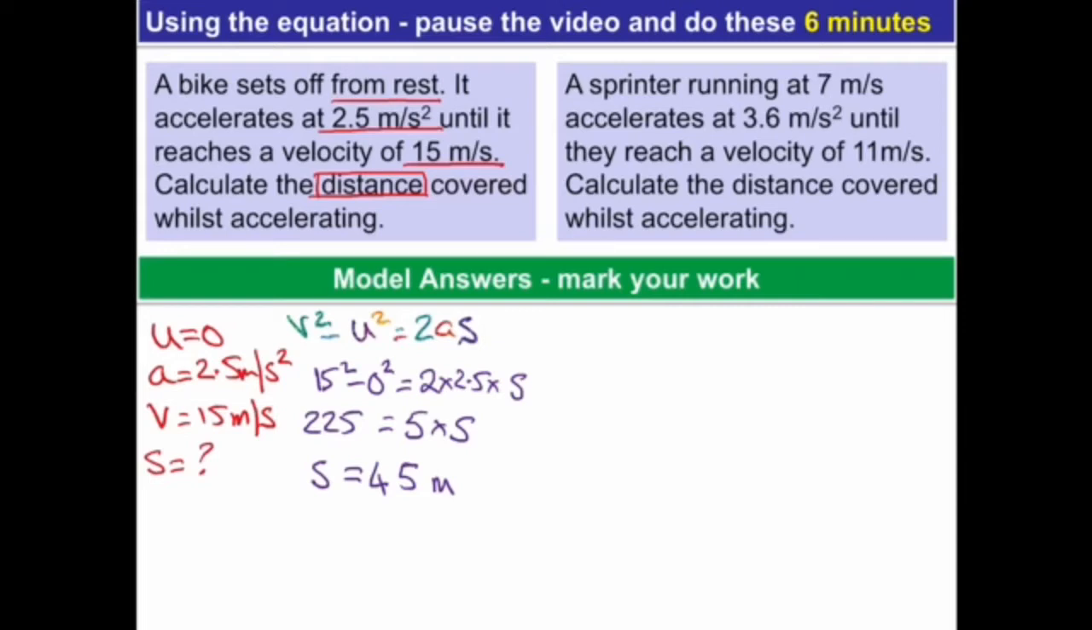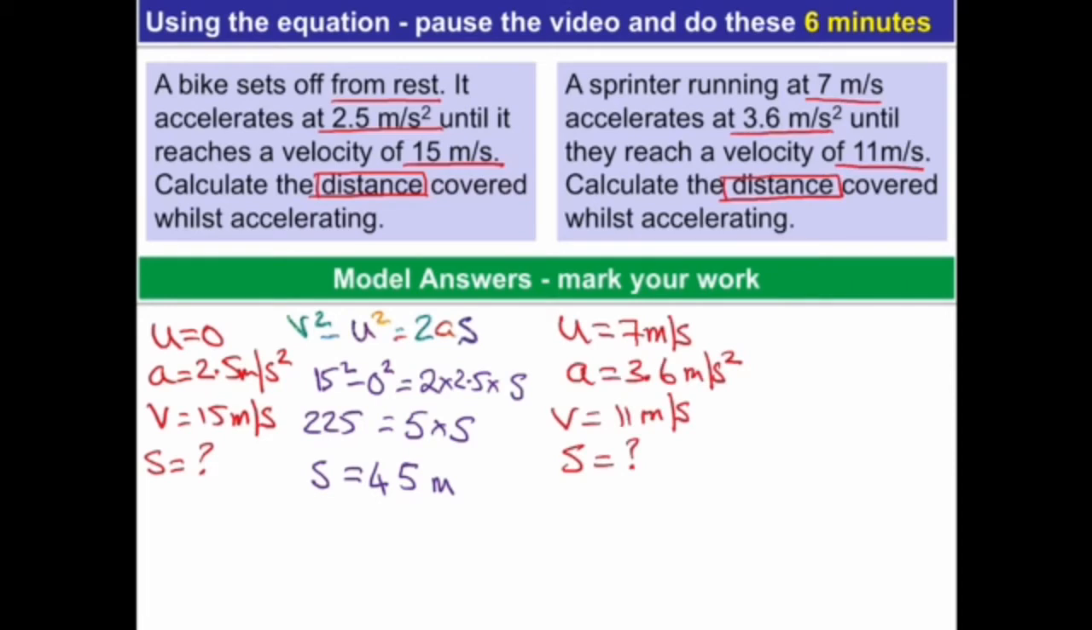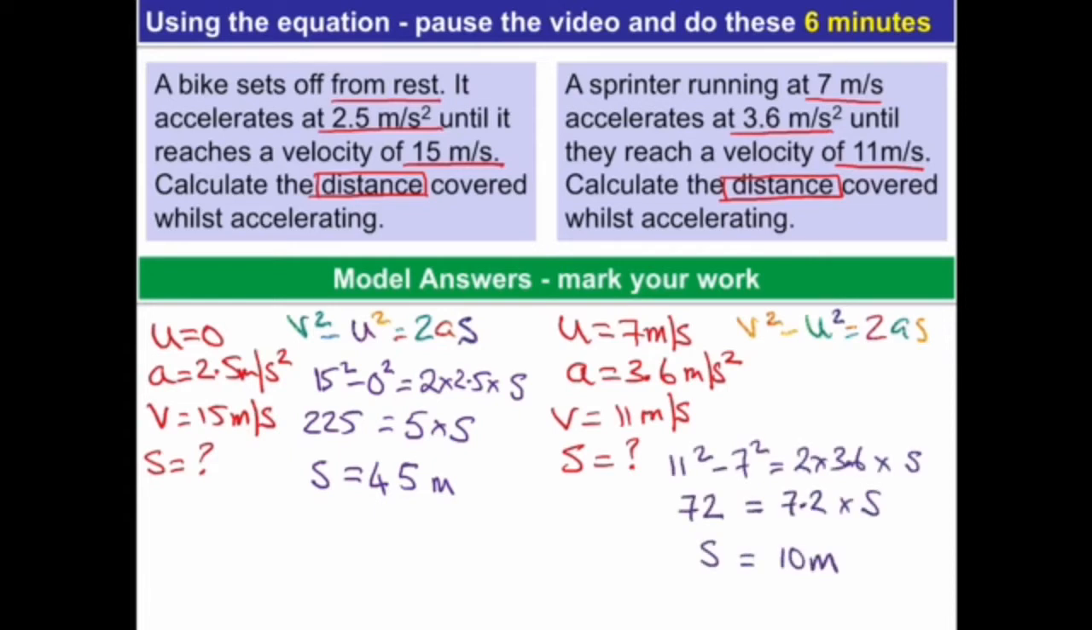The next one, exactly the same process. You pick out the numbers and what they stand for. So we've got the initial speed of 7, the acceleration is 3.6, final speed is 11, and the distance, write down the equation. Substitute in what you know, work out what you can, and work out the answer. So we end up with 10 metres.